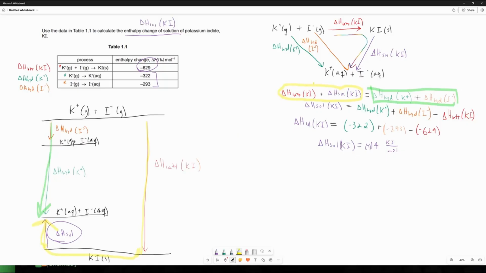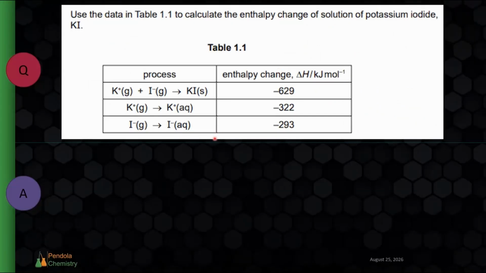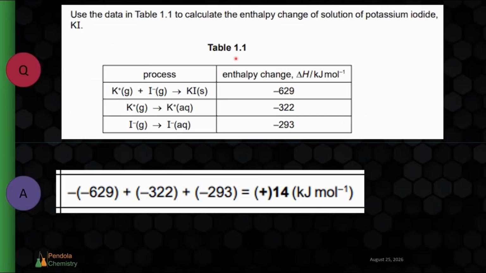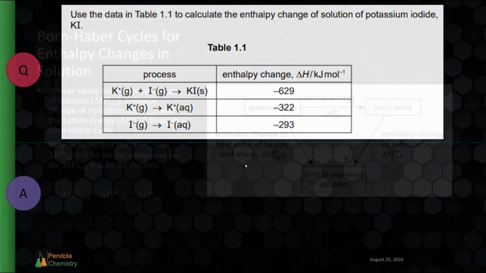All right, so that's how we tackle a question like this about lattice energy, hydration, and solubility using the Hess cycles. And we can see here, this is a 1-point question. This is the mark scheme. It's simply that they're grading your math and whether you can get the right answer. Now, do you need to draw the Hess cycle? Do you need to draw the energy level diagram for this?